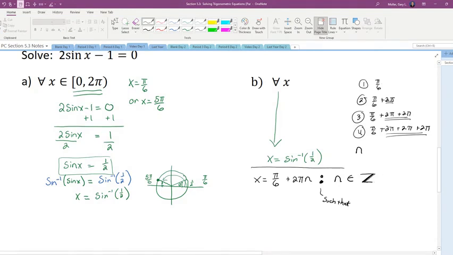Still don't love that z. This is the set of all integers. And by saying this, and by the way, we could take away "such that," even though that works. Let's go ahead and use "for every" instead.